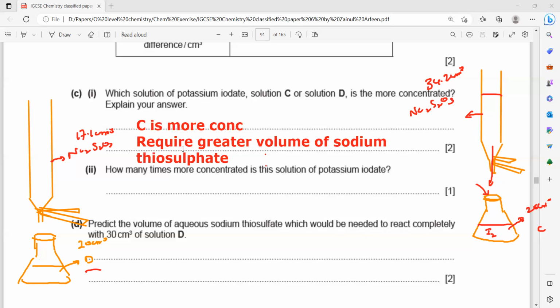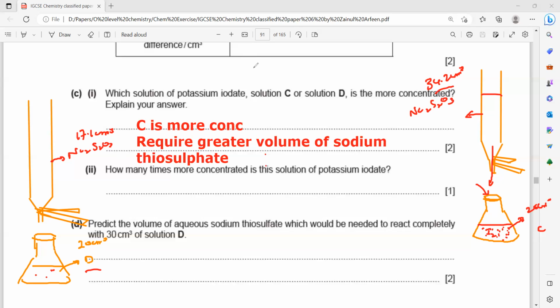Then how many times more concentrated is the solution of potassium iodide? When we are comparing C with D, C required 34.2 cm cube and D required only 17.1. So it means C has a double concentration. For example, if the number of particles in C were 20, in D it would be 10. That's why they need different volumes.